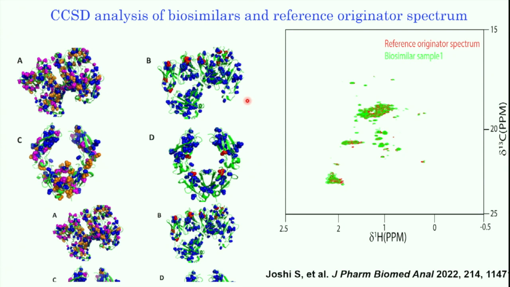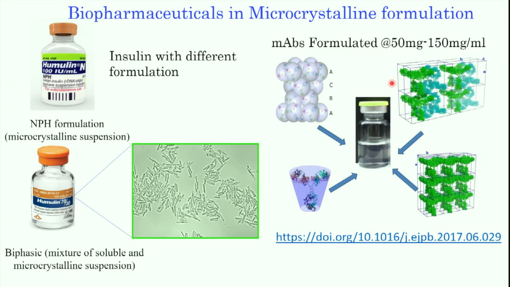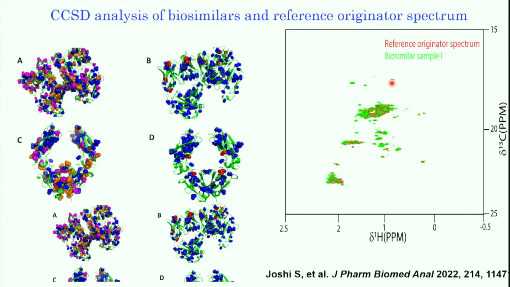We can even do a correlation coefficient. So we divided this map into different sections, and essentially we matched the reference product with the biosimilar product. We show here that they are matching, and one can do the correlation coefficient or CCSD to show that they are similar or dissimilar. So we found that our biosimilars were matching quite well.